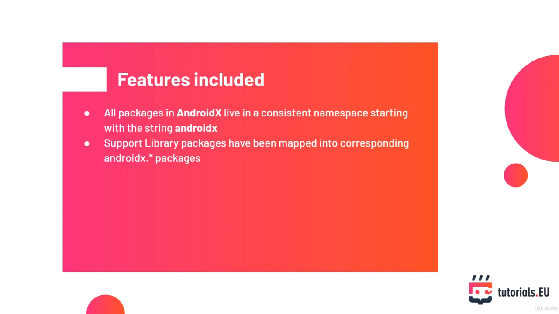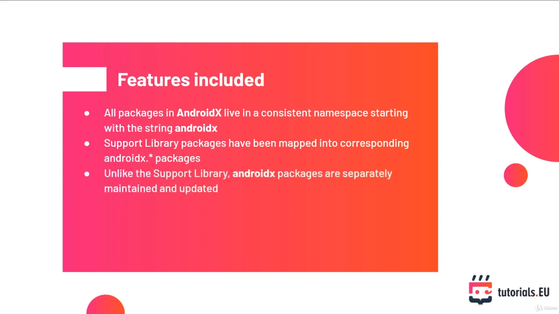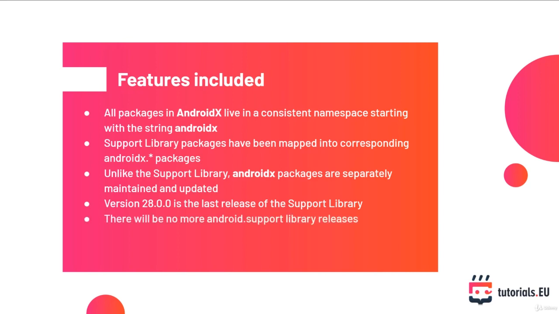In the past, the support library was the library that you would have to use to make sure that your application is going to run on older devices, but now everything is mapped into the corresponding AndroidX packages. Unlike the support library, AndroidX packages are separately maintained and updated. Version 28.0.0 is the last release of the support library. So even at the point of the recording, it's at least 2 years old, I think even almost 3 years old. And there will be no more Android support library releases in the future.